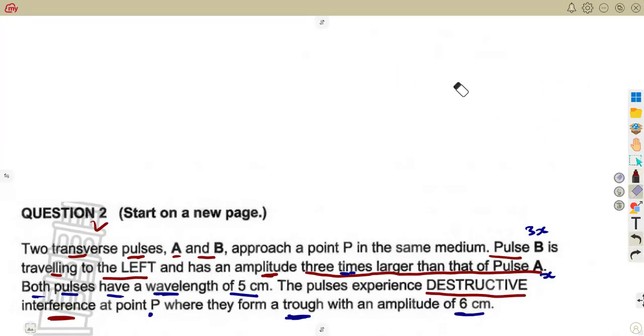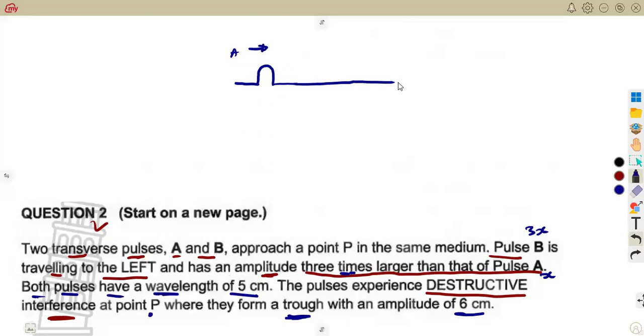So meaning to say that if A is like this, let's say this is where A was, it will be going to the right. Remember, B is the one that is going to the left. So A will be having something like this, going to the right. Remember, they said B is 3 times A. So A is smaller than B. A is smaller than B, and A will be going to the right.